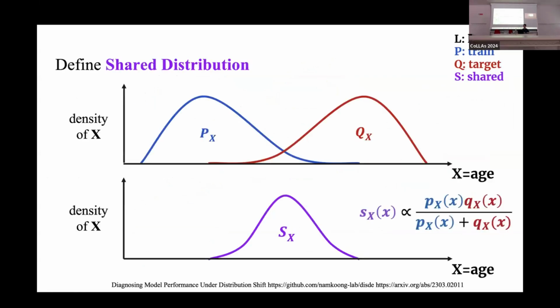To achieve this, we construct a shared distribution on X. For example, in the age example, it corresponds to people who are not very young and not very old. We can define this shared distribution in terms of density to have nice properties: it only has support when both training and target have support, and it has high density where both distributions have high density. We will not go into much detail here. For more information, you may refer to this paper, which discusses some other choices for the selection of this shared distribution.